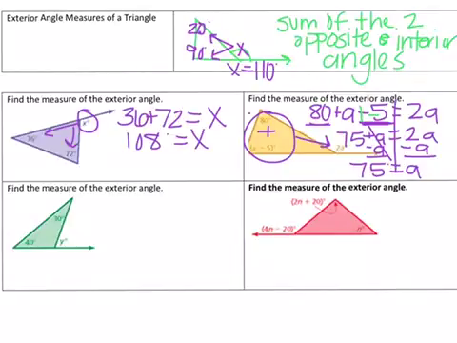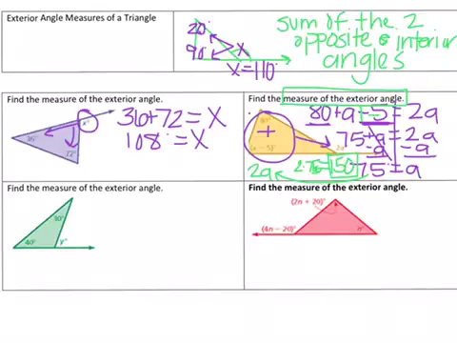Now, let's look at what our question's actually asking us, though. It doesn't say find the x or find the variable. It says find the measure of the exterior angle. Our exterior angle is 2a. So we have to plug 75 into that. That means 2 times 75. Okay, whoops, I wrote 2a. 2 times 75 is 150 degrees. And that is your answer.